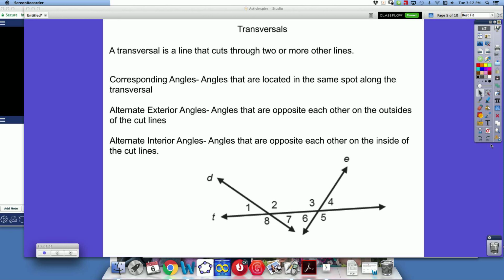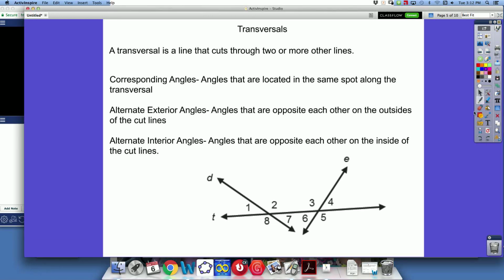Hey everyone, this lesson is on transversals. Now, transversal kind of sounds like a scary word, but basically a transversal is just a line that's going to cut through two or more other lines. So if I have a line here and here, a transversal is just a line that's going to cut through both of them. In the next lesson, you'll learn about transversals that cut through parallel lines, but for this one, we're just going to talk about anytime it cuts through two lines.